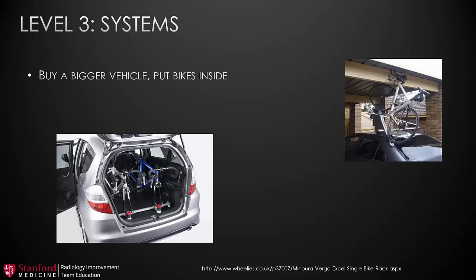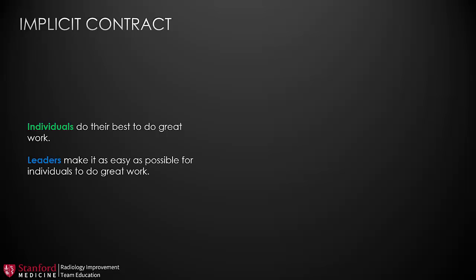Now, you may not be able to afford a bigger car, or it may not fit in your garage, which is fine, but you have to accept that if you decide to use a lower level reliability solution for whatever reason, you will have to accept the higher associated risks. To wrap up, I'll finish by saying that whether you know it or not, there is an implicit contract that exists between frontline workers and their leaders. That is, individuals on the front line should do their best to do great work, and leaders should make it as easy as possible for individuals to do their great work.